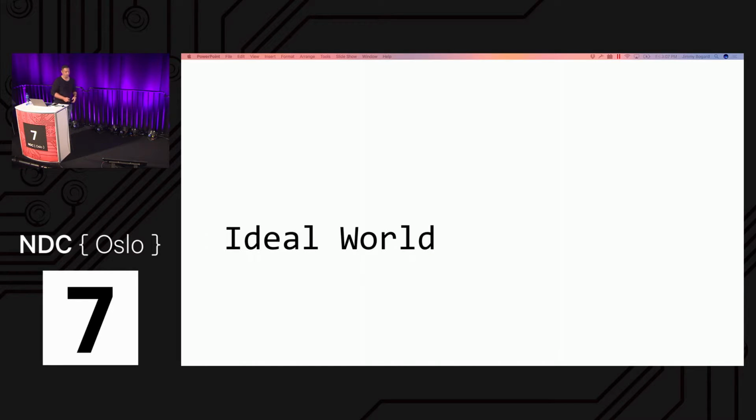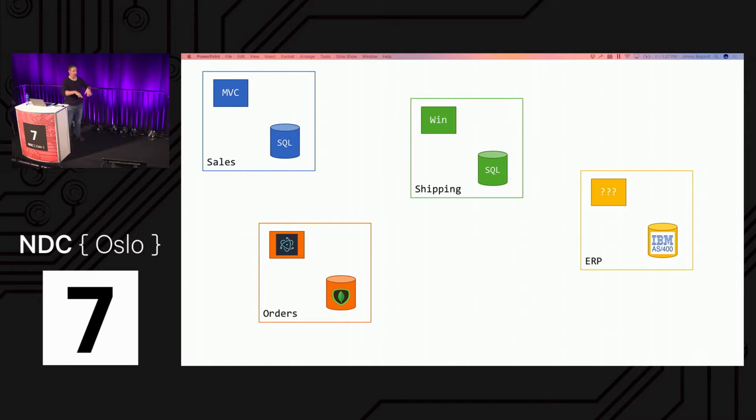In this ideal world, we have individual services that have their own separate autonomy boundaries, doing their own individual thing. They each have their own applications. They each have their own databases. I might have a sales application on MVC core. I might have a shipping application on old MVC.